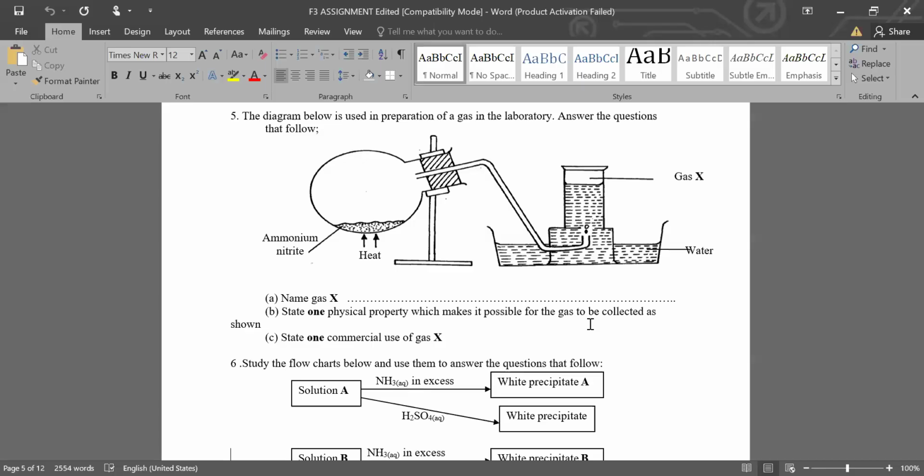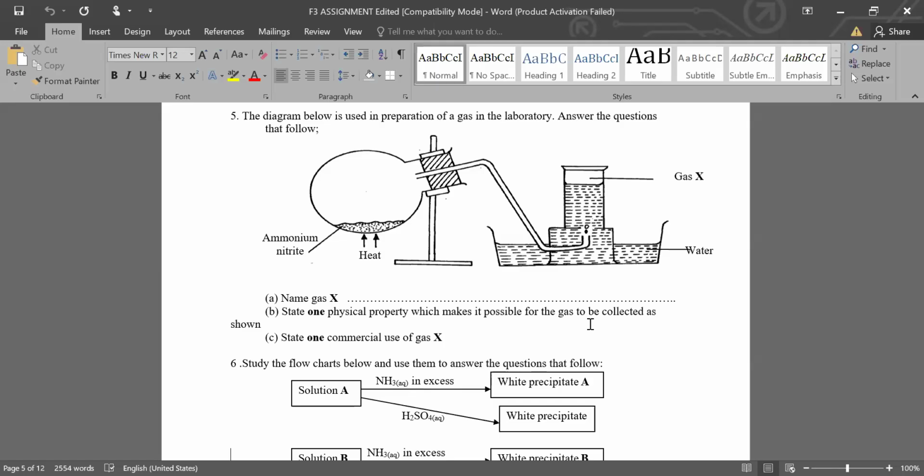The other product definitely will be water, but our interest is the gas X. Gas X is nitrogen. Looking at question B, the physical property: the first one is got from the method of collecting the gas. From the method of collecting the gas, the gas is insoluble in water.